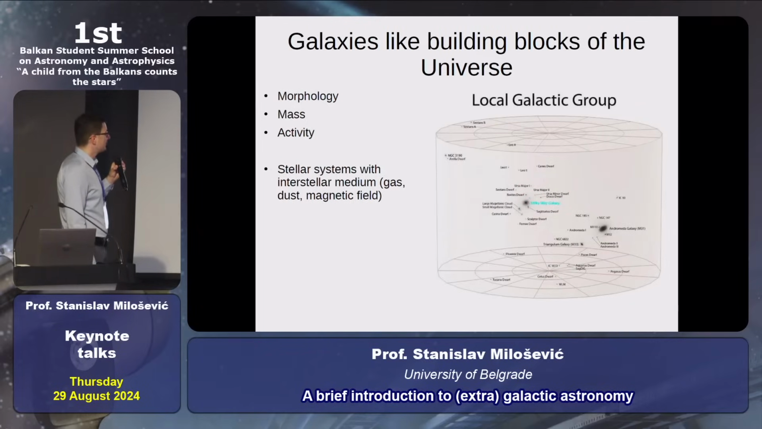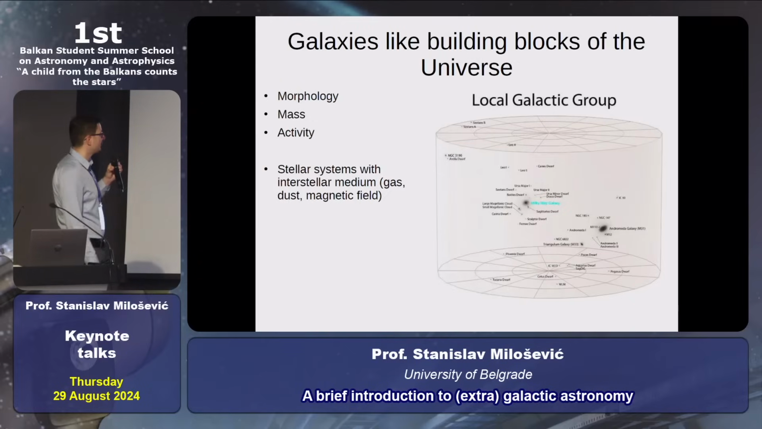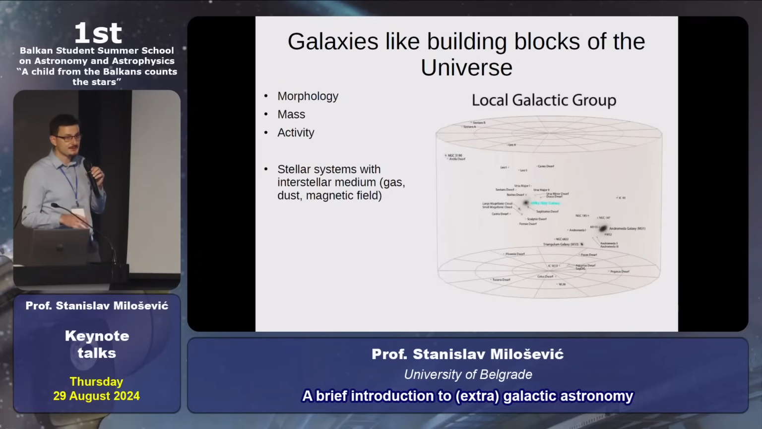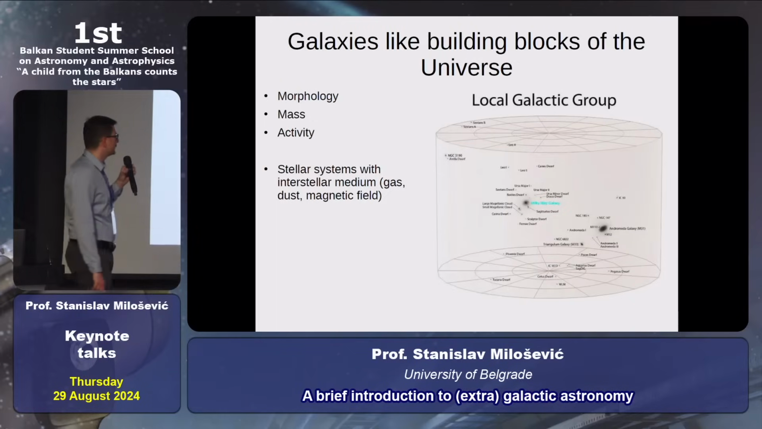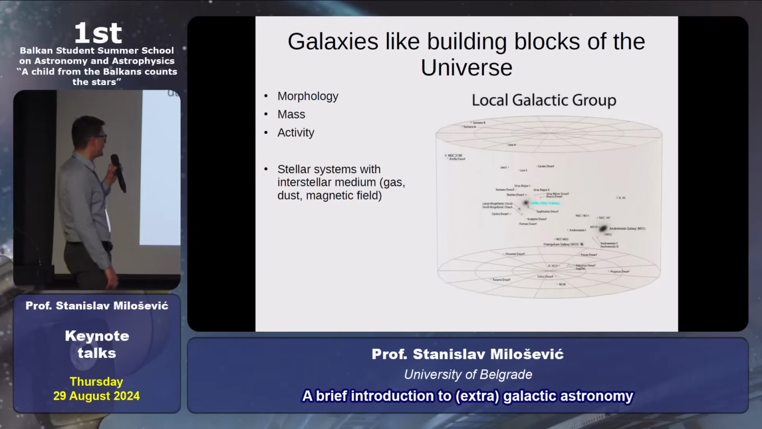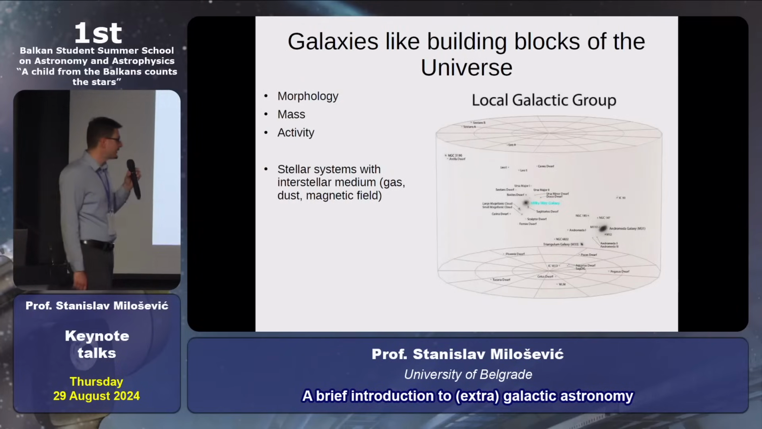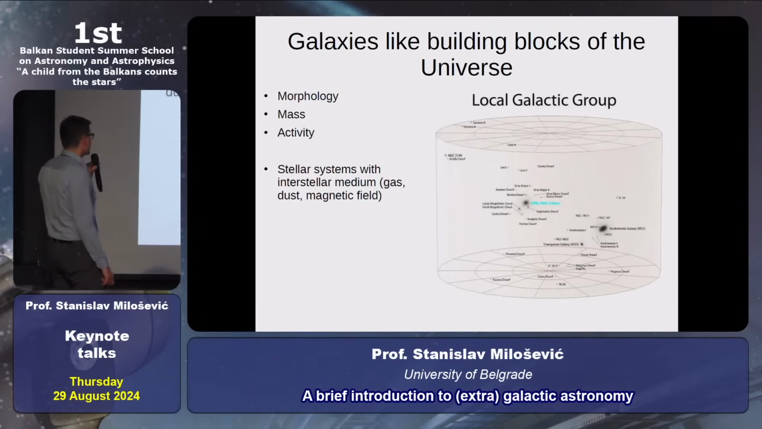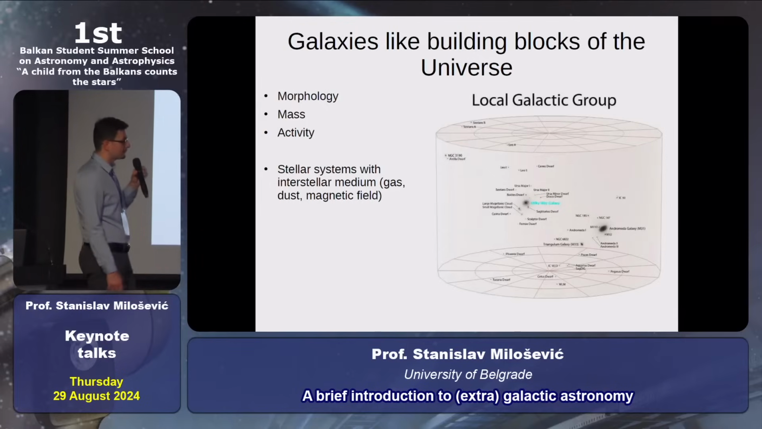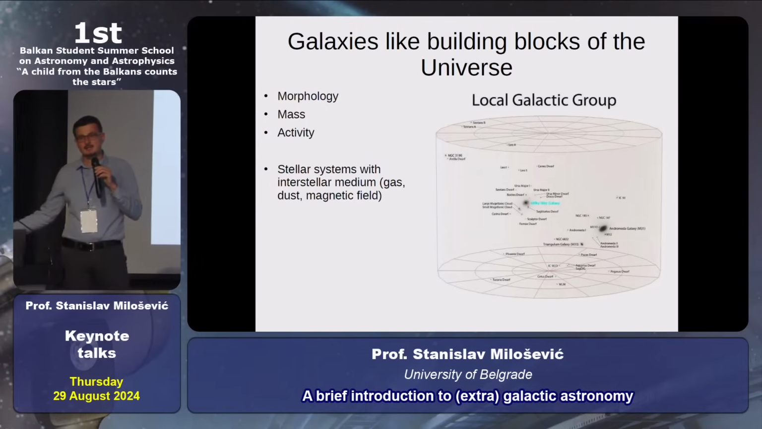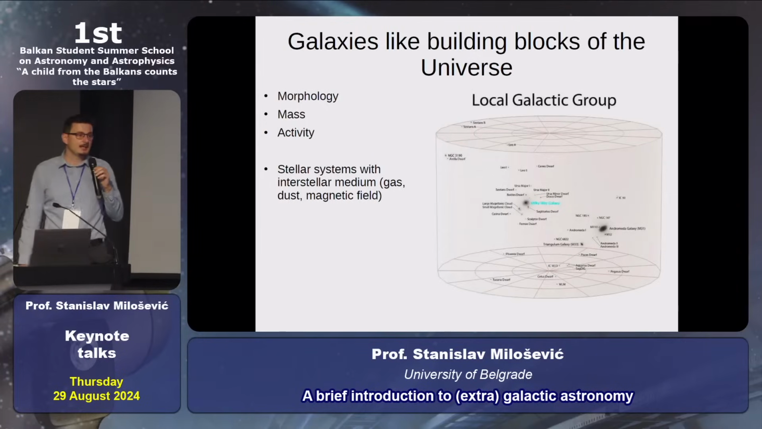And in our galactic neighborhood, we have around 50, 55 galaxies. The largest one is Andromeda, or M31. It's a large spiral galaxy with a mass of 10 to the 12 solar masses. The second one is the Milky Way, and the other galaxies are mostly dwarf galaxies, which are satellites of Andromeda and the Milky Way.